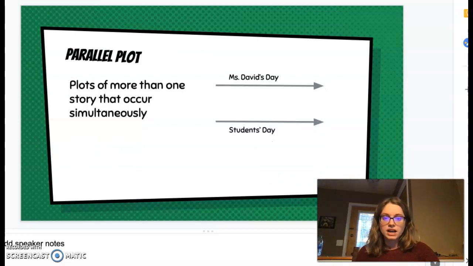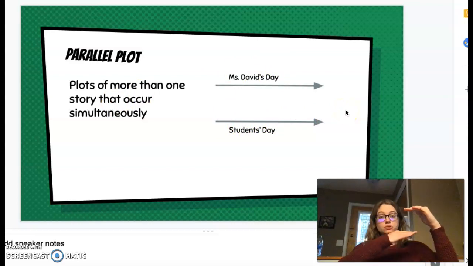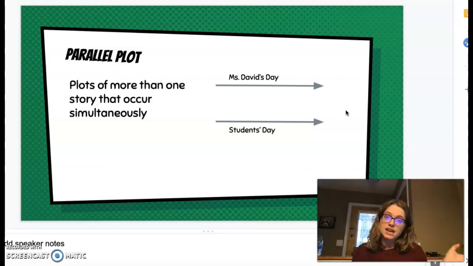A parallel plot is when more than one story occurs simultaneously. So let's say I'm telling a story of my day. That's going to be different than what your day is like, but maybe our stories are intertwined a little bit. So my day throughout the school day and your day throughout the school day, they're happening at the same time, and they both encompass what happens at AIM on a regular school day, but they're two different storylines, right? Even though they happen at the same time, your day is a little different than mine. So that is what a parallel plot is.